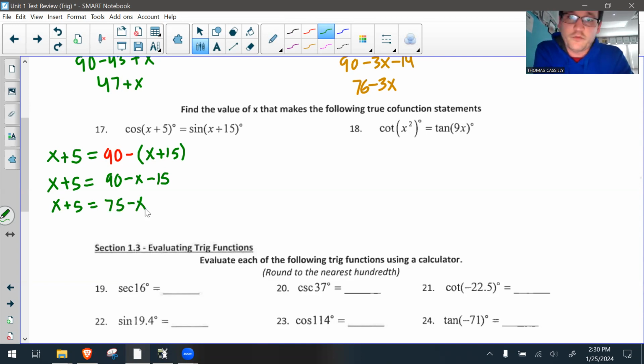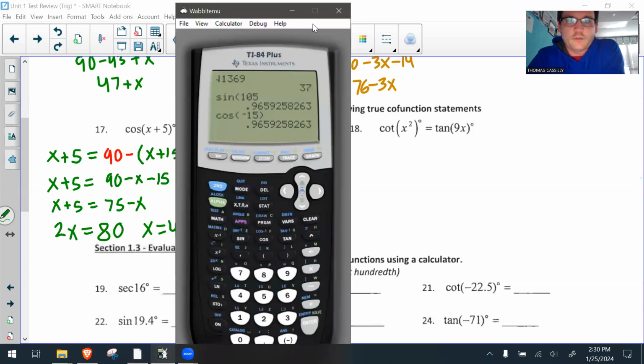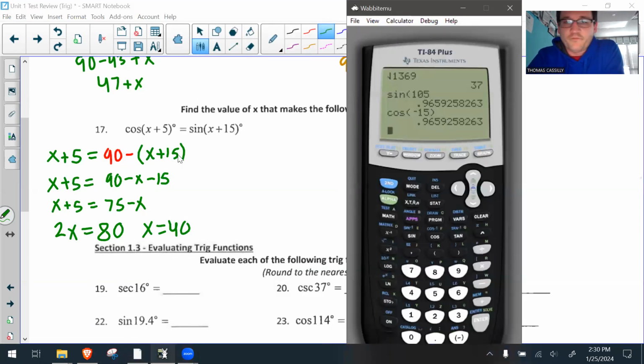I'm going to add an x to both sides. I'm going to subtract a 5. We have 2x. 2x equals 80. Thus, x equals 40. Okay. So you know what? Why don't we double check this? Let's see if I know what I'm talking about here. So the cosine of x plus 5, that gives us the cosine of 45. Right? Cosine of 45 is some decimal, 0.707. Right? Now let's try with the other one, the sine of 40 plus 15.